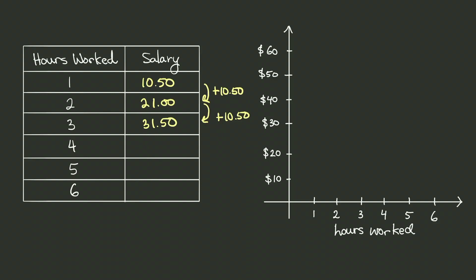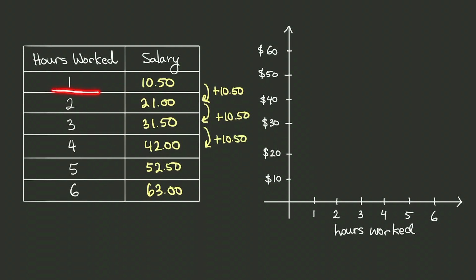Now with each additional hour, we'll add $10.50. So this is an example of linear growth. After 4 hours, she'll have $42, and with 5 hours, she'll get $52.50, and with 6 hours, she'll get $63.